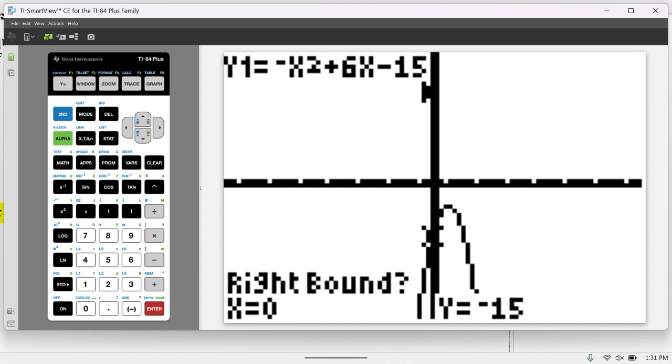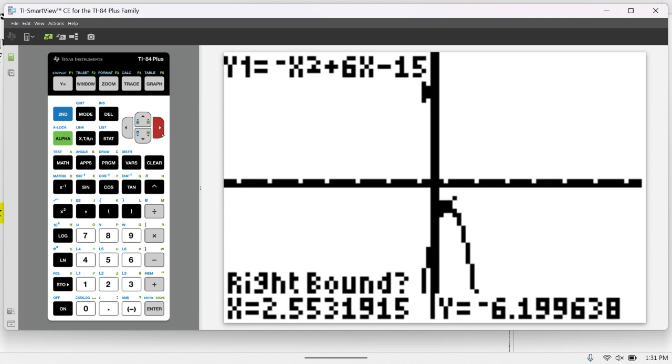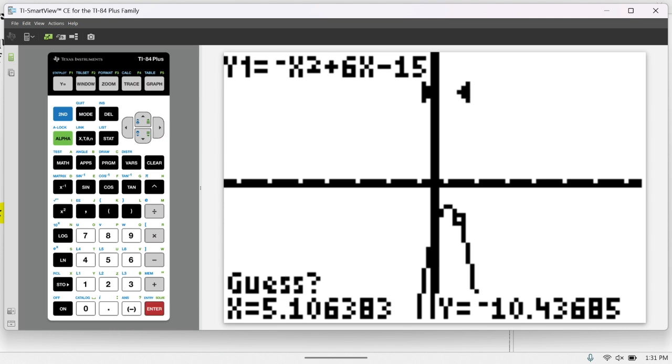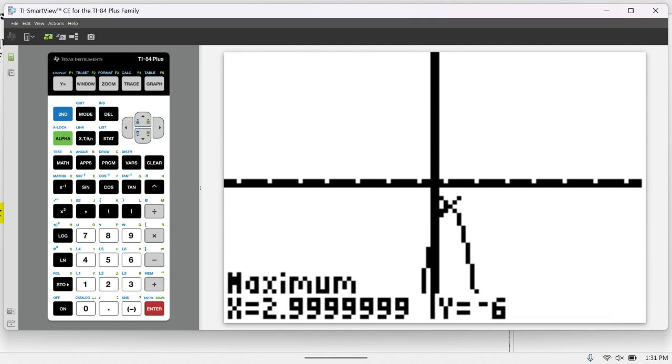Then it will ask you for a right bound. So you're going to use your left and right arrow keys and move it until that blinking X is to the right. Doesn't have to be perfectly to the right, but just to the right of where the vertex is. Then it asks you to take a guess. So get it as best as you can on top of where the vertex would be. It doesn't have to be perfect. You just got to take a guess and hit enter.